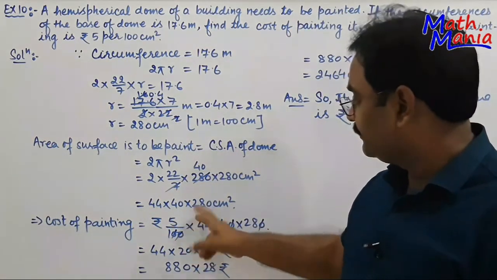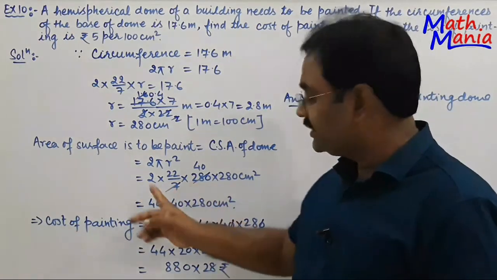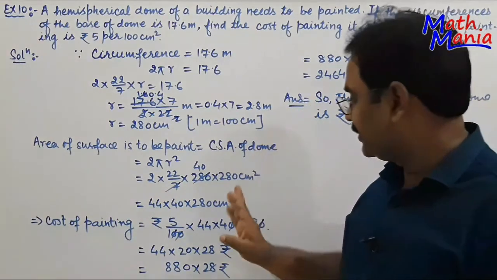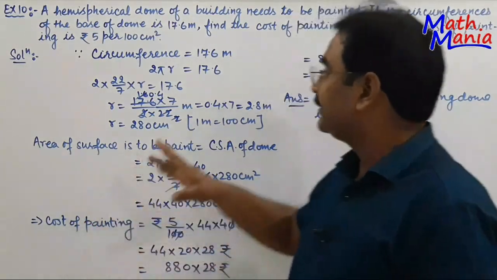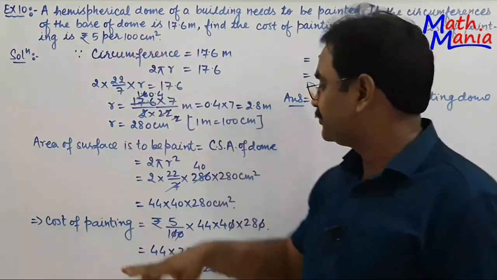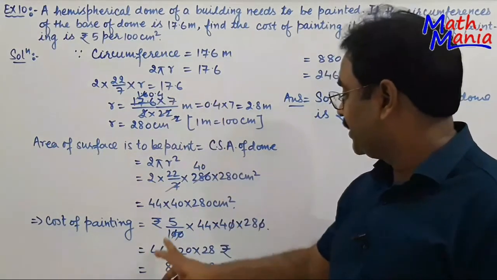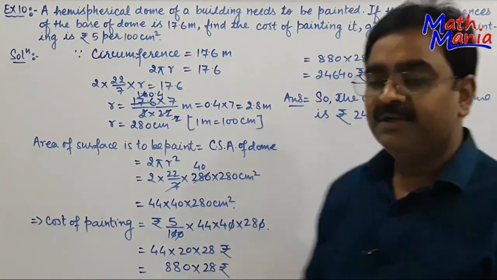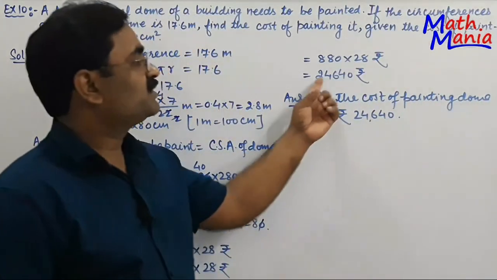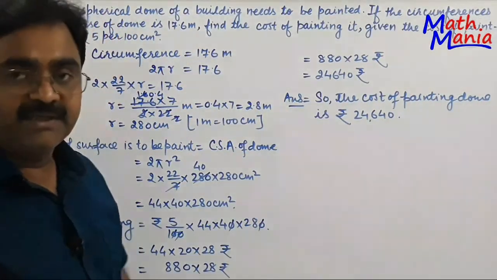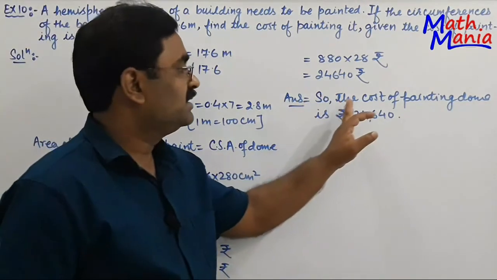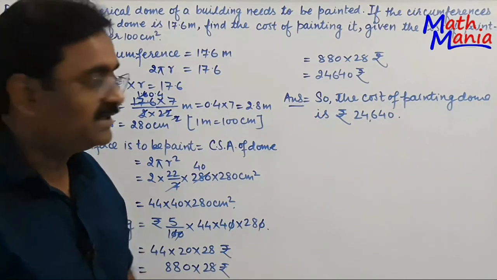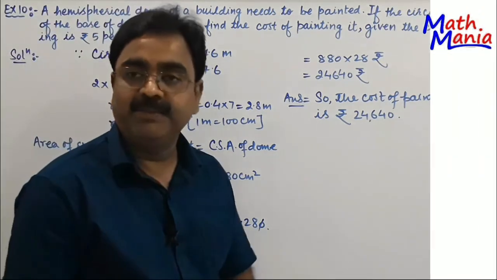After getting it, इसको हमने simplify इसलिए नहीं किया, means we need to simplify at the last. So the cost of painting at the rate of rupees 5 per 100 centimeter square, the cost of painting this dome is 5 upon 100 multiplied by this area. So we got the total cost of painting is rupees 24,640. So our answer is, the cost of painting the dome is rupees 24,640, right friends?